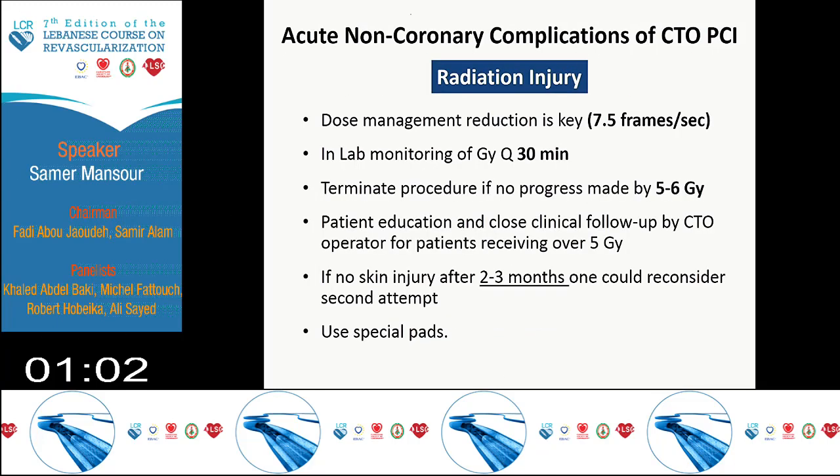We had a nice topic regarding radiation. We usually work using 7.5 frames per second. The radiology technician in the cath lab will tell us every 30 minutes how many grays we have received up till now. We terminate the procedure if we do not succeed in getting a wire in the true lumen and we are up to 5 grays.